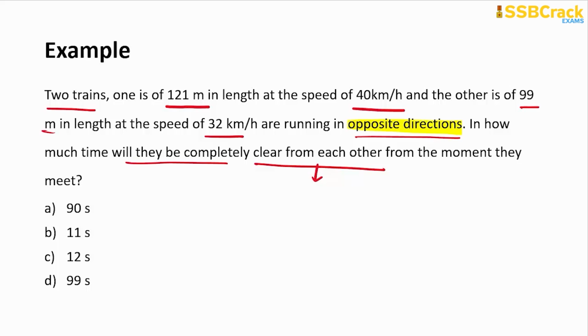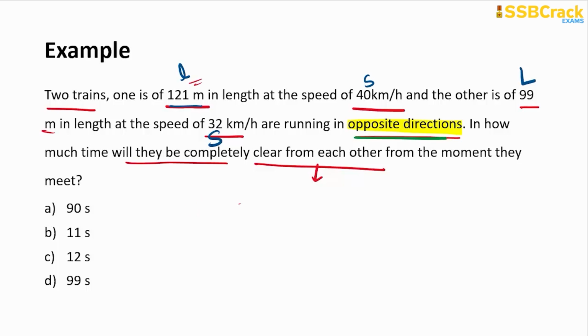Alright, so first of all we note the parameters. The 121 is the length of the first train, so small l. Then 99 is the length of the second train, capital L. The first speed we denote by small s for the first train, and for the second, 99 meter long train, the speed is 32, so it's capital S. Okay, these are the formula notations I am taking, and now we are supposed to determine the required time.